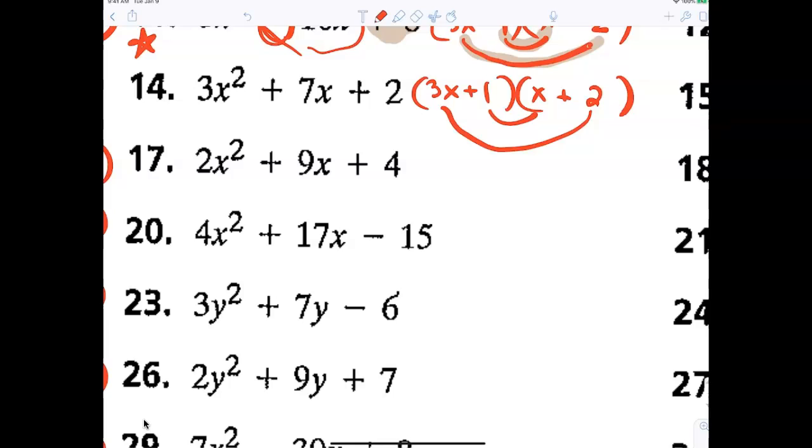Why do you have to put the 2 on the right side? Because I'm trying to make 7. So if I multiply 3x times 2, I get 6x. 1 times x is 1x. 6x plus 1x is 7x, which is this middle term right here. You hear me? All right, let's go.